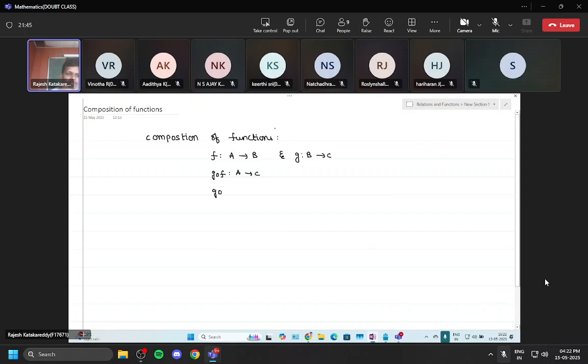What is g composition f? In g composition f, we have all such ordered pairs (a, c) such that for some b, (a, b) belongs to function f and (b, c) belongs to function g. So function f is giving the output b, and function g is giving the output c. Now the composition g circle f will work in this way. There is no intermediate in between; directly the final outcome you will see. That is g composition f.